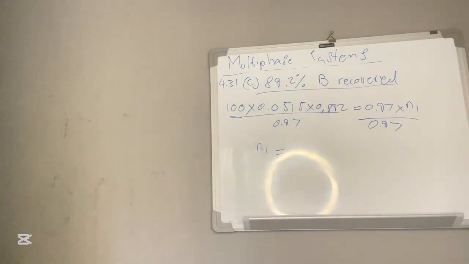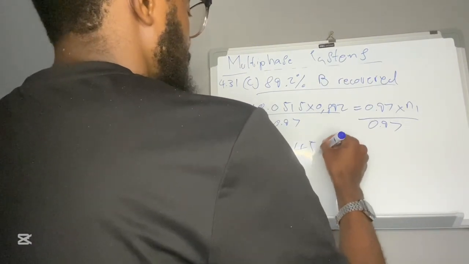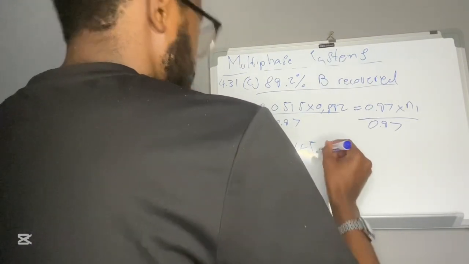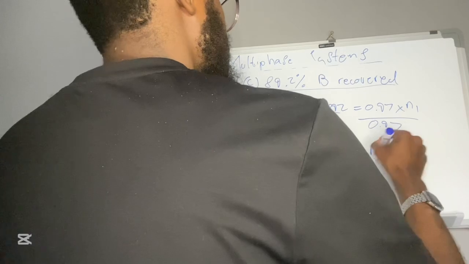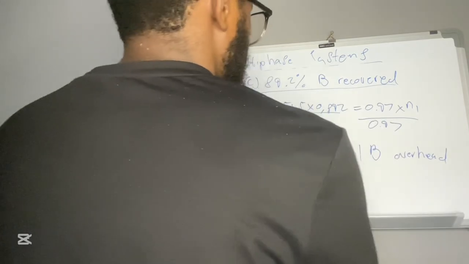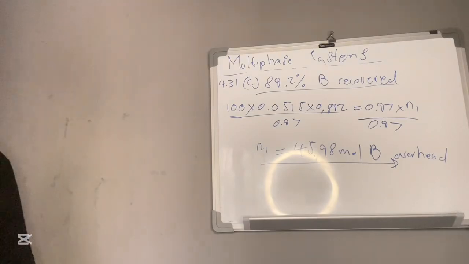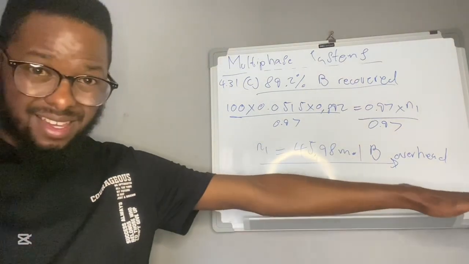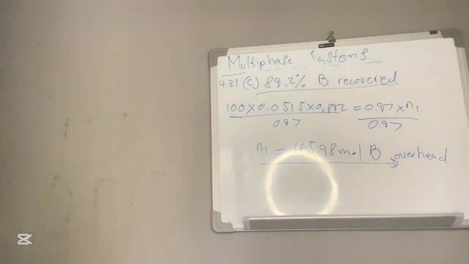Punch your calculator, and you find that your N1 is 45.98 mole benzene in the overhead. This is the moles of benzene in the overhead, the one that was condensed. Now we want the moles of the one that is a liquid, the bottoms product.